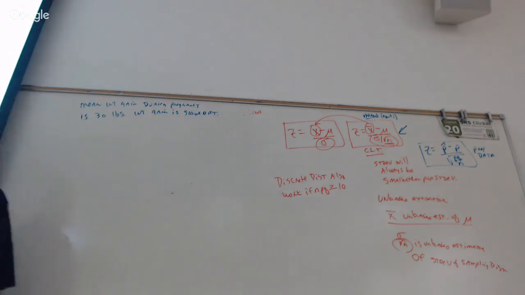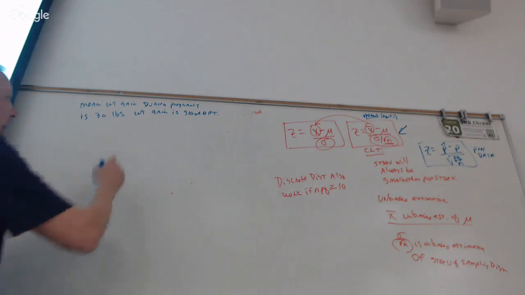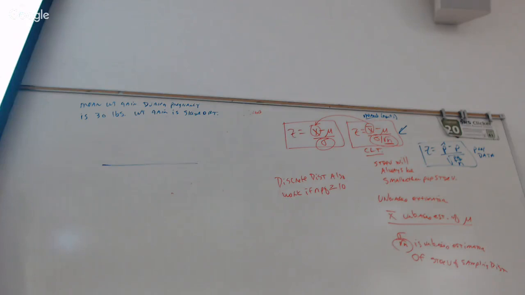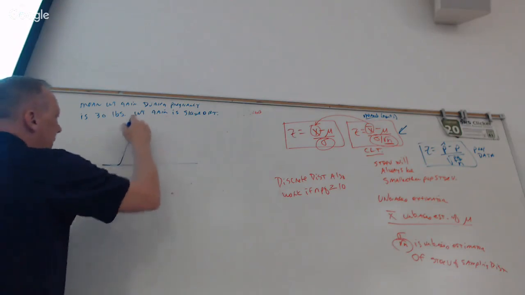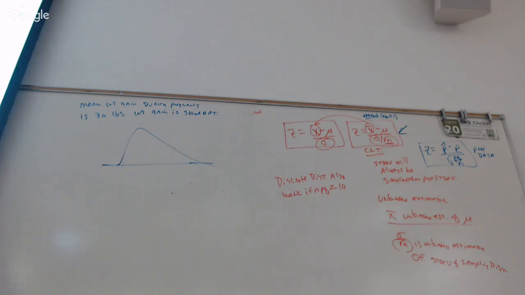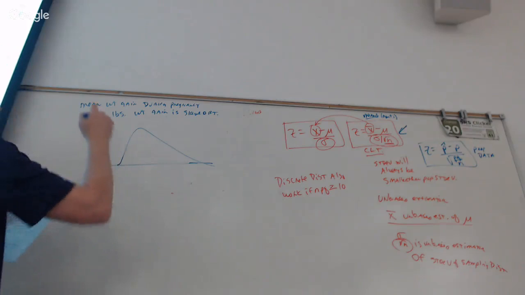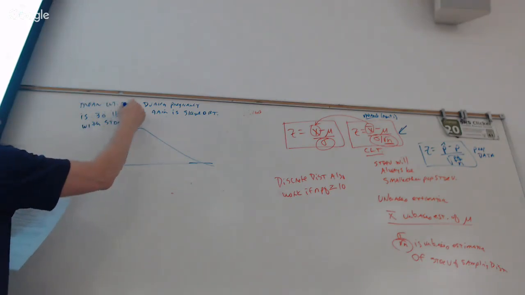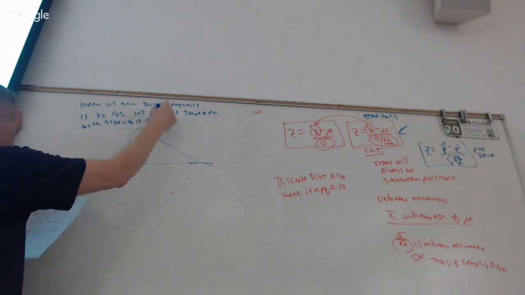Okay, when I say skewed right, if I were to draw a picture, what would that look like? Yeah, so it's going to look something like this, right? Okay. With a standard deviation of 12.9 pounds.